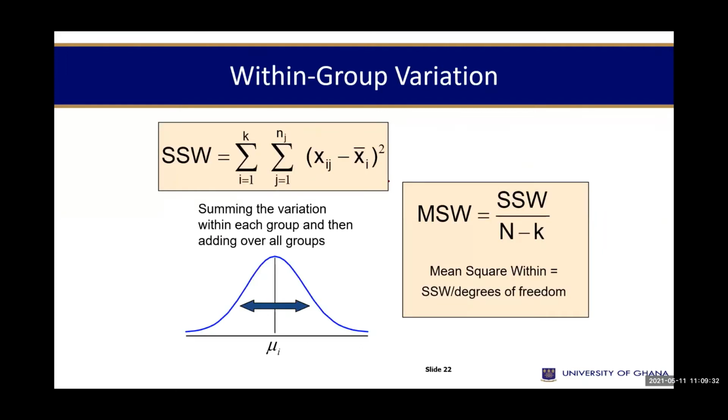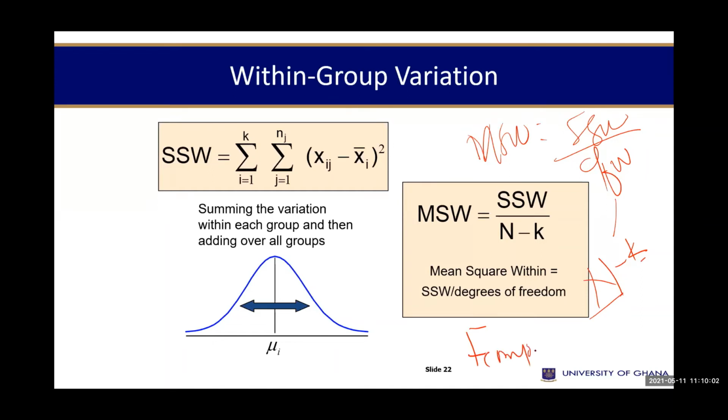Again, if I'm able to estimate my SSW, then we should be able to define my mean of square within the groups, which is SSW divided by the degrees of freedom within groups. And that is N minus K. We've defined these elements already. If I'm able to estimate MSB and MSW based on SSB and SSW, then I can now estimate my F computed, which is MSB divided by MSW.